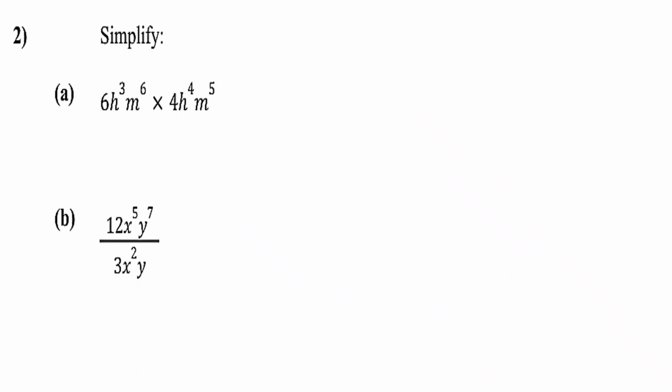Now let's see another example. Over here again we have to simplify this. What I will do is first multiply number with number. I have 6 and 4. So 6 4s are 24, I will write it as it is. Then the first variable I have is h, so I will write h one time, and since it's a multiplication, I will add the powers. So 3 plus 4 will be 7. The next variable I have is m, so I will write m, and again you will add the powers. 6 plus 5, 11. So this will be my final answer.